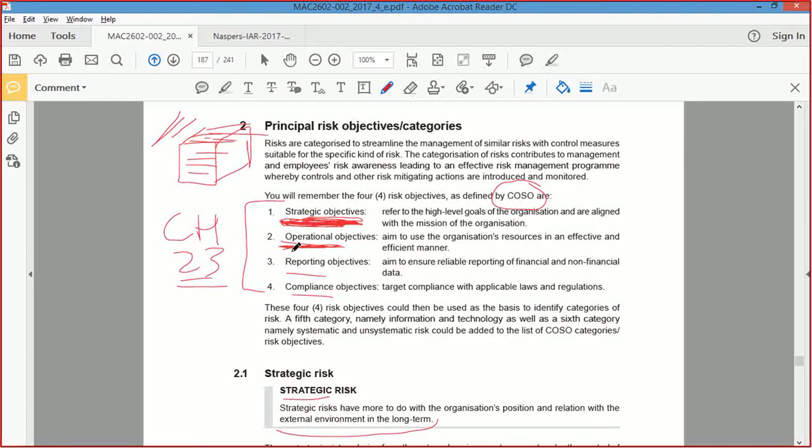So let me ask you about this. I'm going to apply all of this to your industry. So let's talk about being a photographer. Yes, sir. I want you to give me a strategic risk.